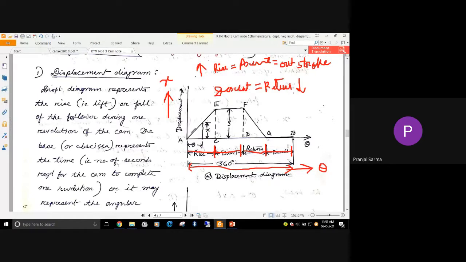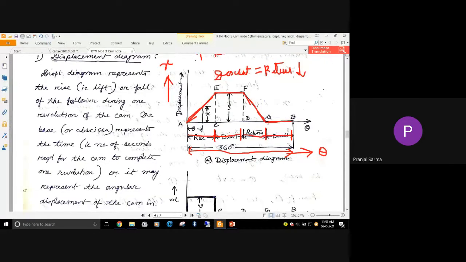Now in the rise stroke, what is happening? We are showing along the y-axis the displacement of the follower. So the follower will gradually move up in a straight line up to this much. Then we have the dwell, so in the dwell there will not be any displacement of the follower. It has already assumed this position, so this is a horizontal line here. After that, with uniform velocity it is going down, so the slope will be 45 degrees. Here also it is 45 degrees. This is the return stroke, and after that there is once again a dwell. So this is how we have drawn the displacement diagram.